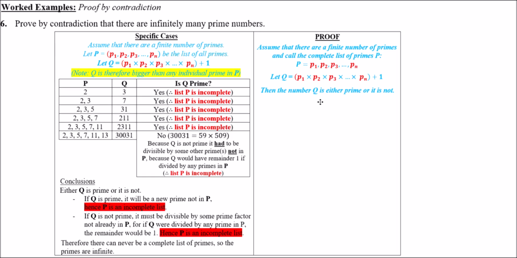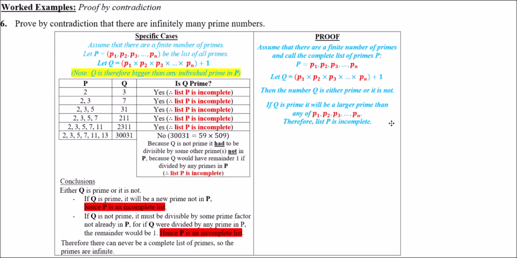So, first case. If Q is prime, it will be a larger prime than any of the individual primes listed in P. So because Q is going to be a larger prime, it will be a new prime not already in list P. Therefore, list P was incomplete. You need to add in an extra prime, which is Q.